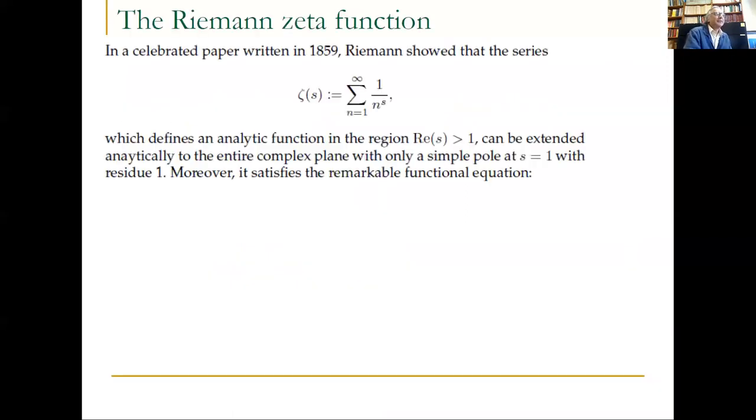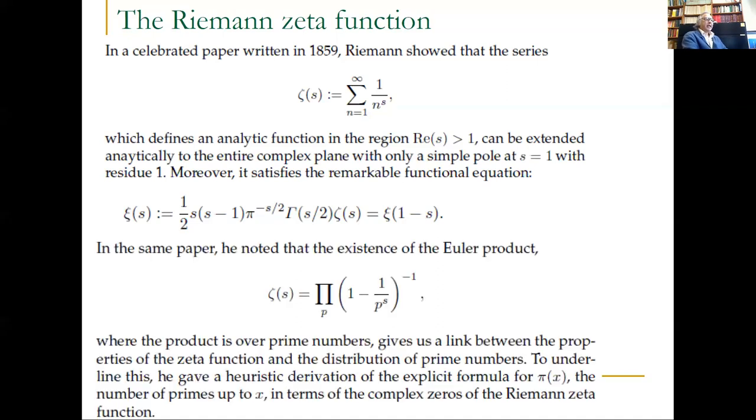The Riemann zeta function. In a celebrated paper written in 1859, Riemann showed that the series summation 1 over n^s defines an analytic function in the region real s bigger than 1. It can be extended analytically to the entire complex plane with only a simple pole at s equals 1 with residue 1. Moreover, it satisfies this remarkable functional equation: 1/2 s(s minus 1) pi to the minus s over 2 gamma(s over 2) zeta(s) is equal to the same expression at 1 minus s. The half will become important later as we talk in this lecture.